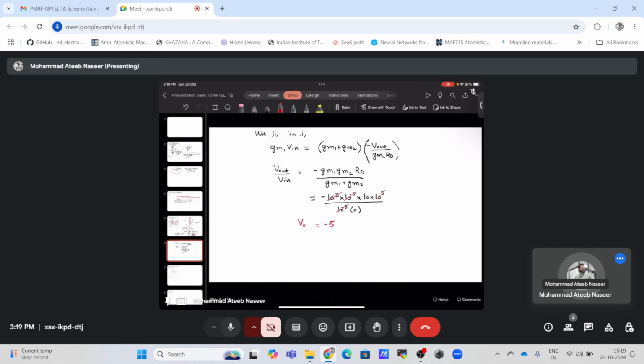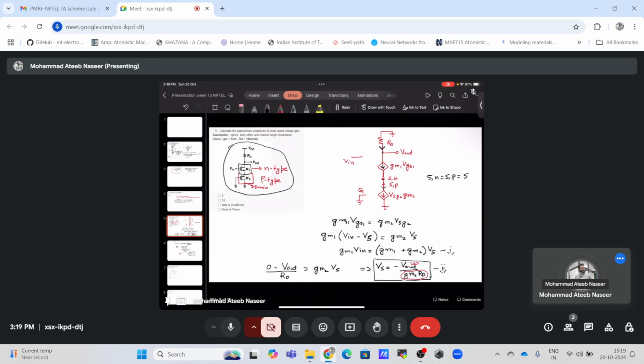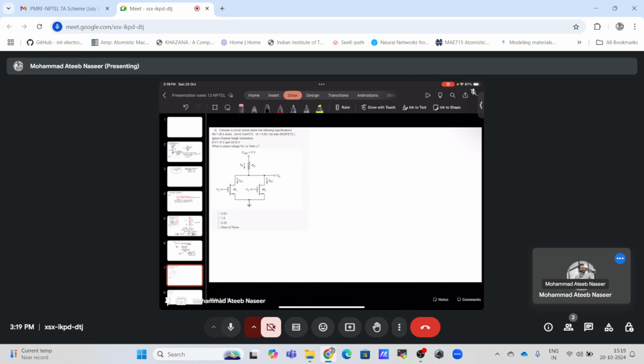So V out by V in is minus 5, or the magnitude of V out by V in is simply 5. Okay, so option A is the correct option to go with. So we will be selecting option A for this problem.